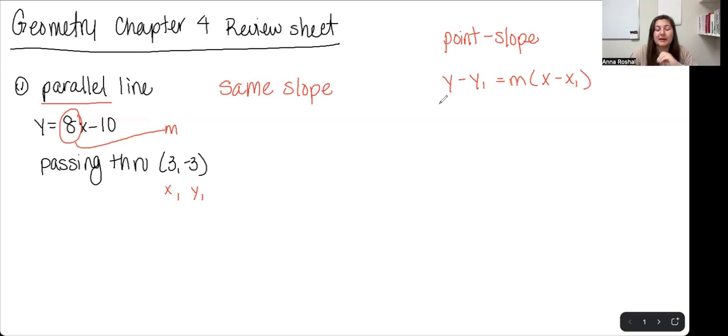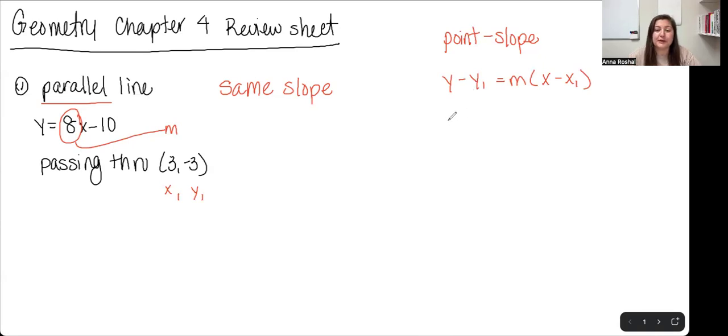Now, you can absolutely use slope-intercept form. I know that this is the easiest way to replace these three particular things in this example, in this type of way to write an equation of a line.